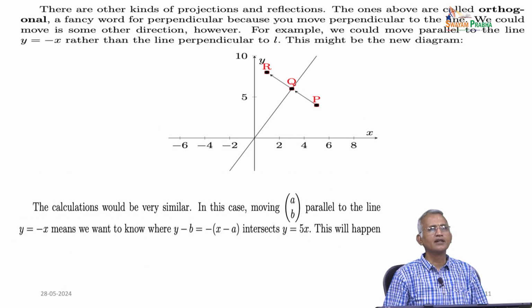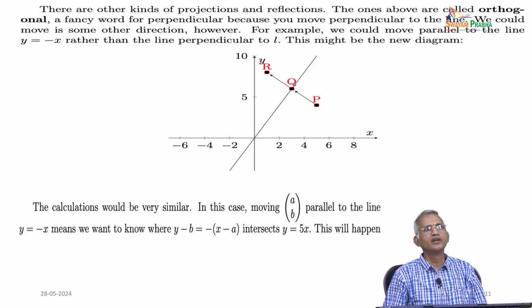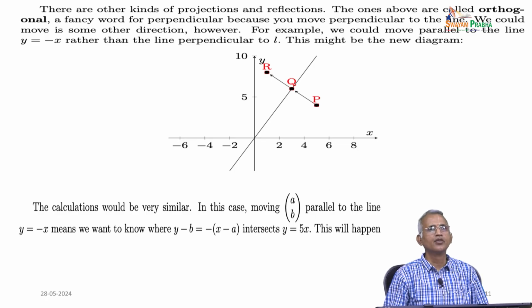So, there are other kinds of projection and reflection. The ones above are called orthogonal, a fancy word for perpendicular because you move perpendicular to the line. We could move in some other direction. However, for example, we could move parallel to the line y equal to minus x rather than the line perpendicular to L. So, this might be the new diagram like this. The calculation would be very similar.